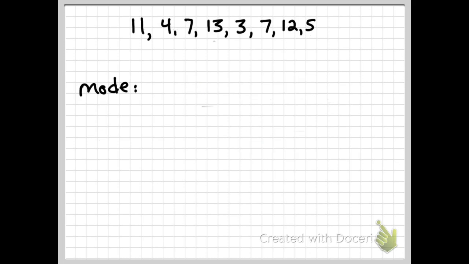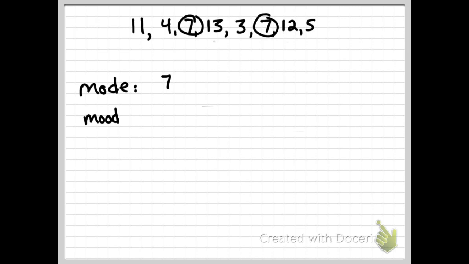The next thing we're going to look for is our mode. When I think of mode, I think of mood. It's kind of like what happens the most. So we're looking for the number that appears the most frequently. I see 11, that only happens once. 4 only happens once. I see 2 7s, and that's the only number that appears more than once. So in this case, our mode is 7.